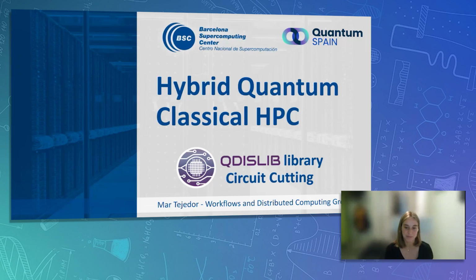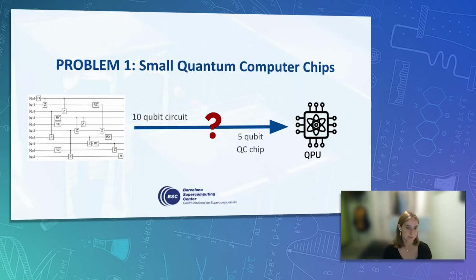And basically here what I'm going to present is Qdislib, the library that we designed to implement circuit cutting in a hybrid environment. First of all, when I started with this problem, one of the first problems that they presented to me was having big circuits but small quantum computer chips. So basically, how would we handle a circuit that was much bigger than, in our case, the 5-qubit chip that we have in the BSC, the Mare Nostrum Mono, and how would we handle this?